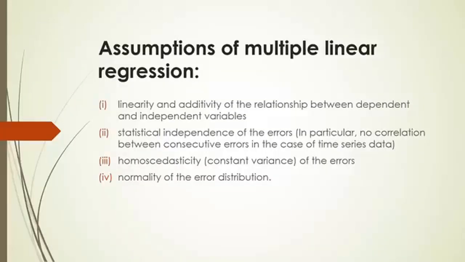Assumptions of multiple linear regression. First assumption: linearity and additivity of the relation between dependent and independent variables. Second assumption: statistical independence of the errors, in particular no correlation between consecutive errors in the case of time series data. Third, homoscedasticity, that means constant variance of the errors. Fourth, normality of the error distribution.